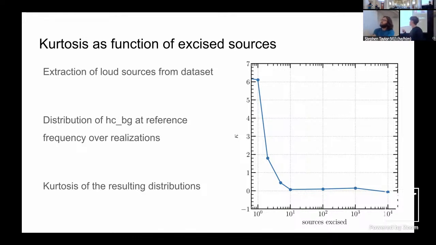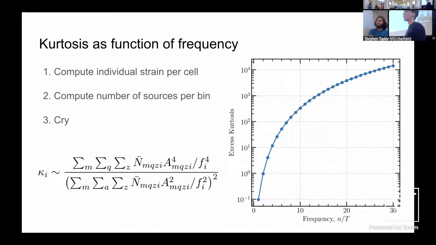So now, as you can see, we start from 0 sources excised. This is the whole data set. As we remove sources, it seems to converge to a Gaussian something. So good. Okay, so this was better. This was not. So this didn't change at all.